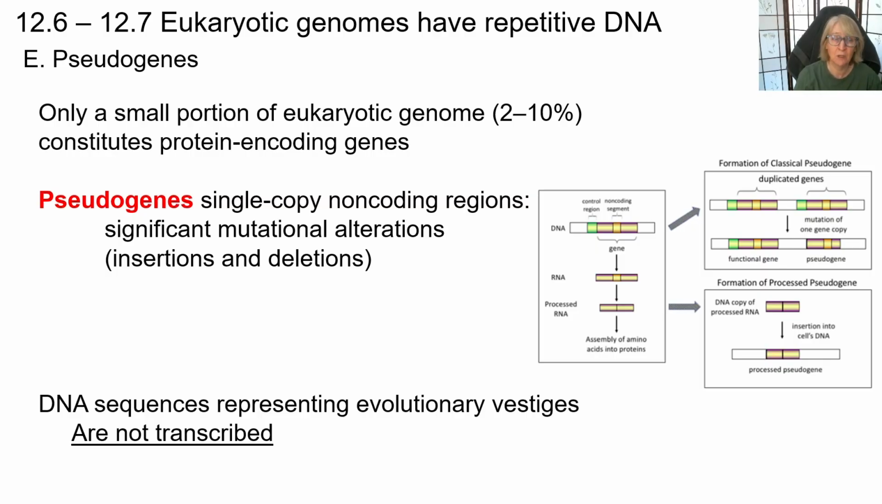Pseudogenes are the last thing I want to highlight here. These are single copy non-coding regions. They are significantly altered by insertions and deletions. They are representing vestigial evolutionary sequences, possibly showing connections to ancient ancestors, but because they're not coding, they're not really affected by natural selection. They don't do anything. They're just space inside the DNA.